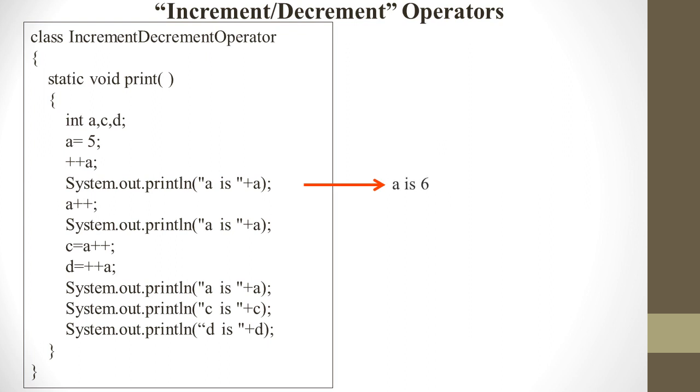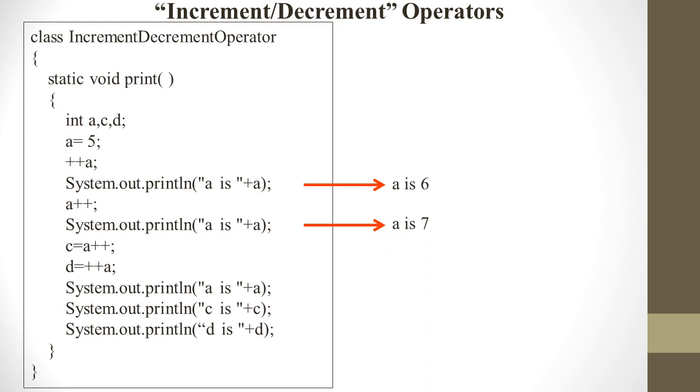Again the next step, a plus plus. Here I am using the post increment version. So the last value of a equal to 6, then 6 plus plus means 7. So this 7 will be stored in a. Now I am printing the value of a, system.out.println, a is, plus a. So the value of a equal to 7.